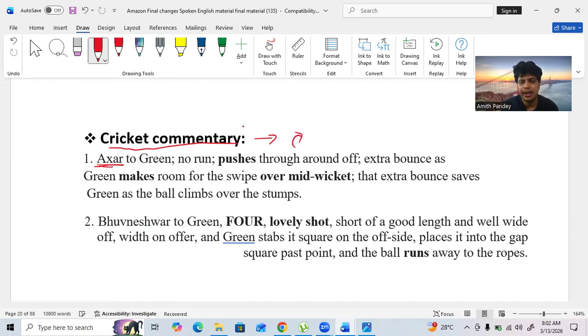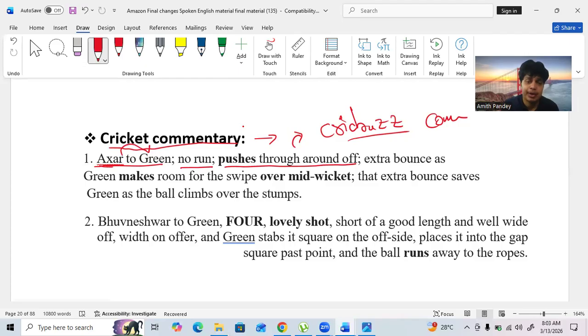So this I have taken from a live cricket commentary between England and India, from an app called Cricbuzz. If you go through the apps, there you'll find commentary. Over there you'll find the live cricket commentary goes in simple present. So let's have a look. Akshar to Green. It means Akshar is going to bowl to Green. No run. Pushes through. Who pushes? I mean, Green pushes.